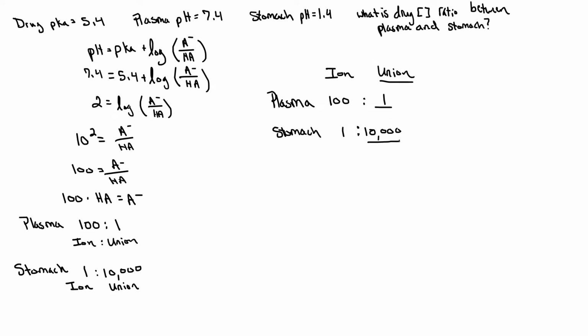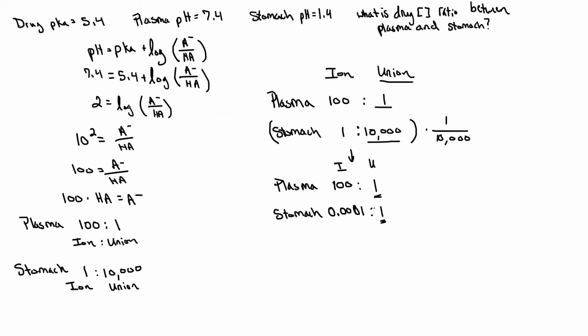So in this instance, for simplicity's sake, I'm going to take the whole stomach row and multiply it by 1 over 10,000. Okay, and the reason I'm doing that is because, again, I want to make this unionized form equal to 1. So if we do this, what we get is our plasma stays the same, and it's 100 to 1. And our stomach now is only 0.0001 to 1.